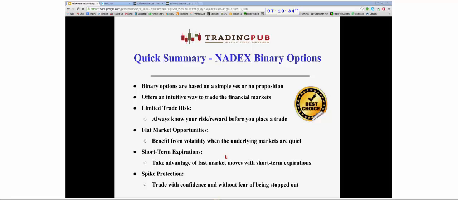You can benefit from volatility when the underlying markets are quiet. You have short-term expirations. You can take advantage of fast market moves on hourly expirations, or if trading within a day is fast for you, that's fine. And there's spike protection. You can never get stopped out with Nadex. Your trade is active until expiration.